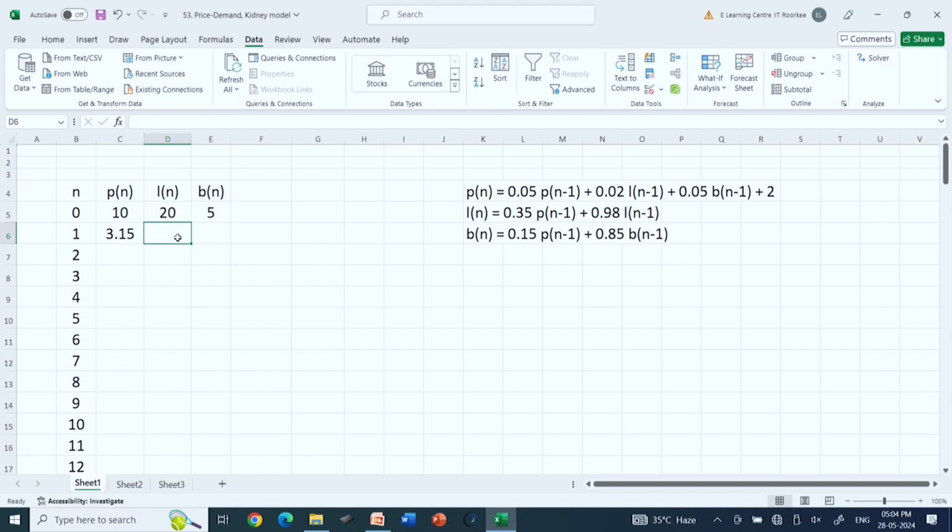Similarly, this is equal to 0.35 multiplied by the p value plus 0.98 multiplied by the L value, and this is equal to 0.15 multiplied by the p value plus 0.85 multiplied by the p value plus 1. So, let's drag them a little.